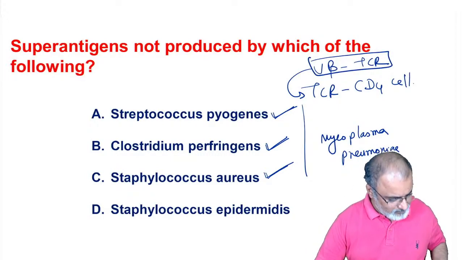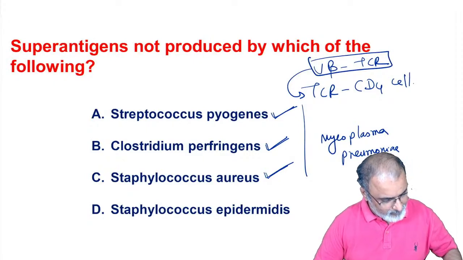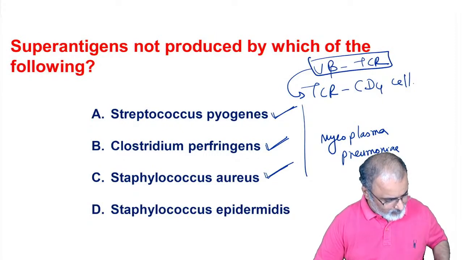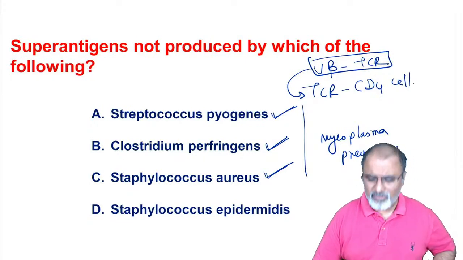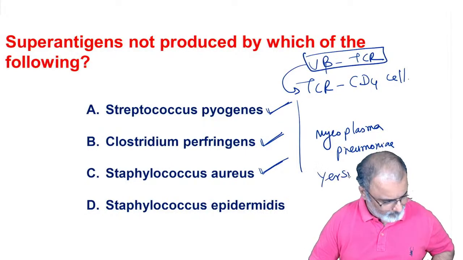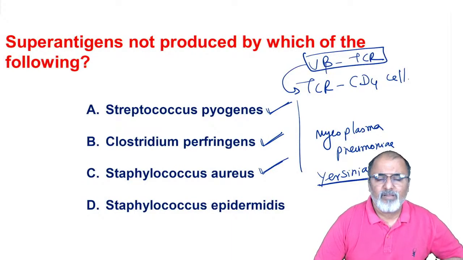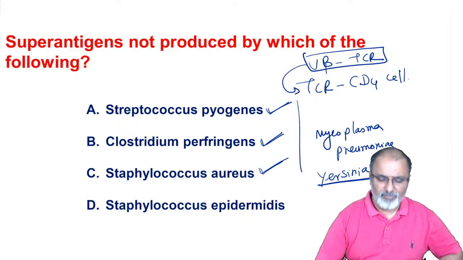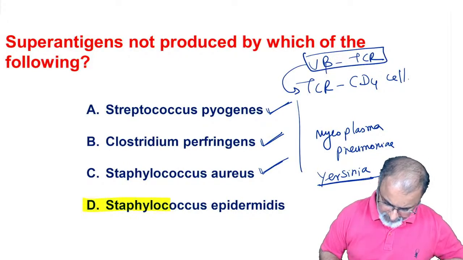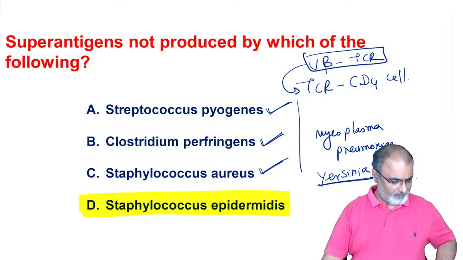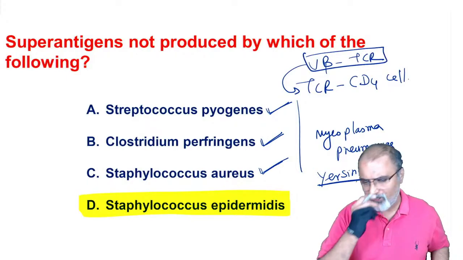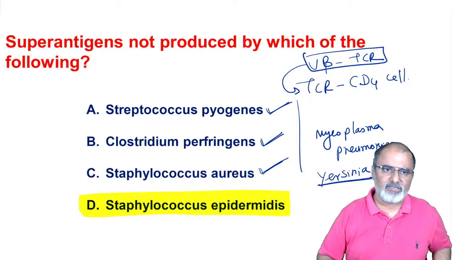Mycoplasma pneumonia toxin. These toxins, Yersinia toxin. All these are superantigens, except this one. Staphylococcus epidermidis will not produce any superantigens.